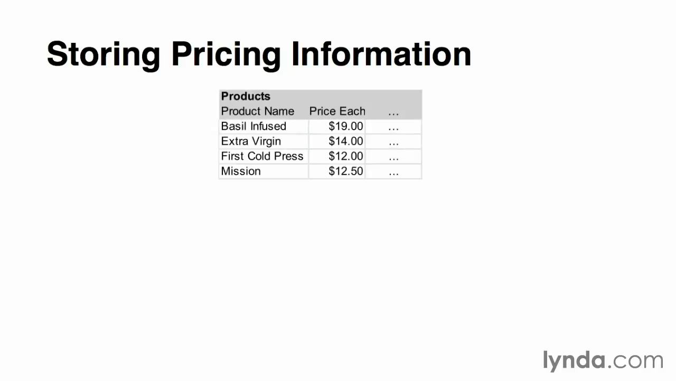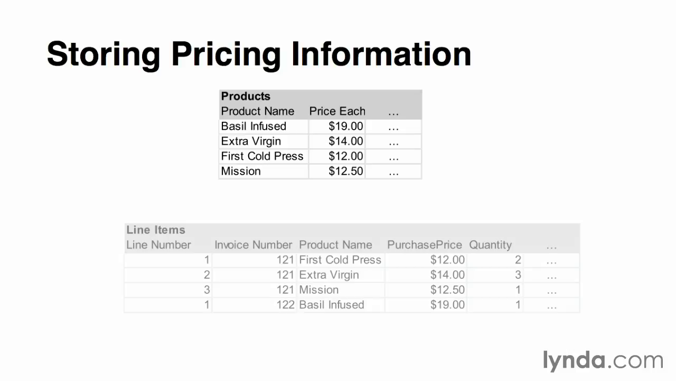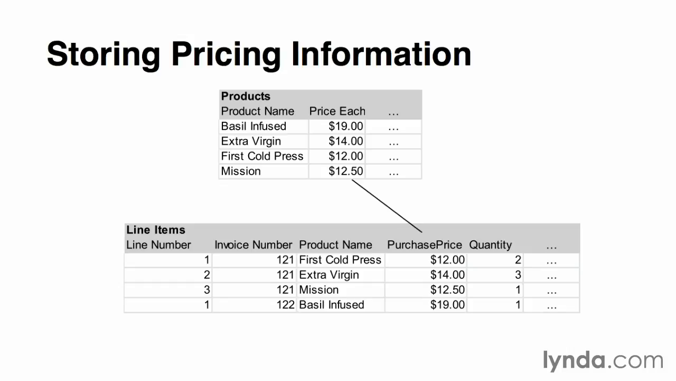The first deals with storing prices. Typically, we would keep track of the current price of a product in the record for each product. But when a customer purchases a product, we might also want to keep track of the purchase price at the time of the transaction. We can do this by copying the current price into the line items table. Now, if our pricing changes in the products table, it won't affect the total price on our old invoices.